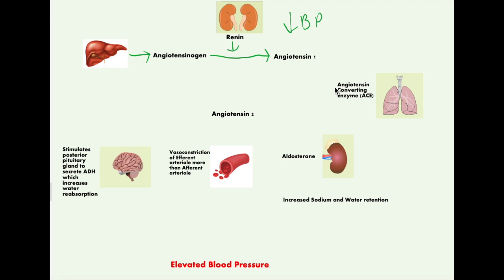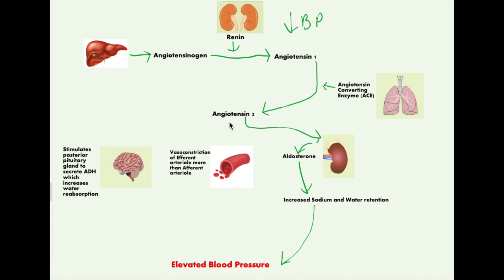Now, the angiotensin converting enzyme breaks down angiotensin 1 to angiotensin 2. Angiotensin converting enzyme, or ACE, is produced by the lungs. Now, angiotensin 2 has many different impacts over the body. We'll start with the adrenal cortex. Angiotensin 2 stimulates the adrenal cortex to release aldosterone, and aldosterone is known as the salt-retaining hormone. Aldosterone increases sodium and water retention, which overall elevates blood pressure.